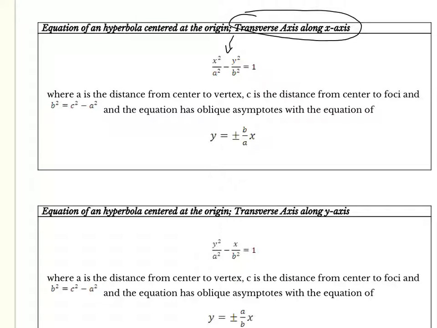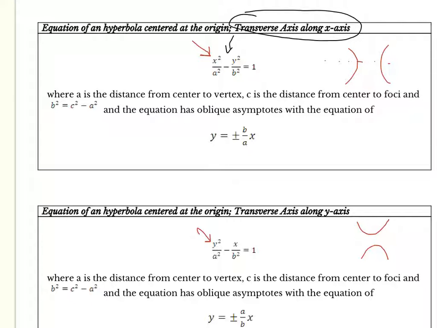How we determine the transverse axis is which variable comes first. So the x comes first before the subtraction sign, so the transverse axis is along the x-axis. If you look down here, we have the y first, so the transverse axis will go along the y-axis. So if it's on the x-axis, the hyperbola will open left and right, because it's going to intersect the x-axis, something like this. If the transverse axis is along the y-axis, the hyperbola will open up and down.